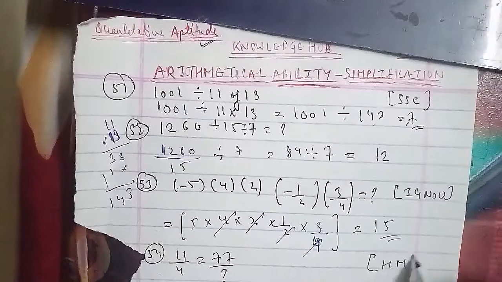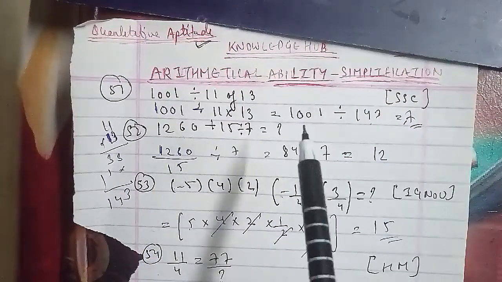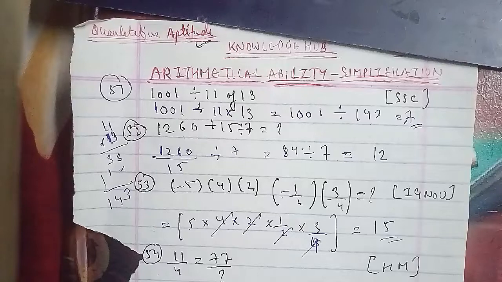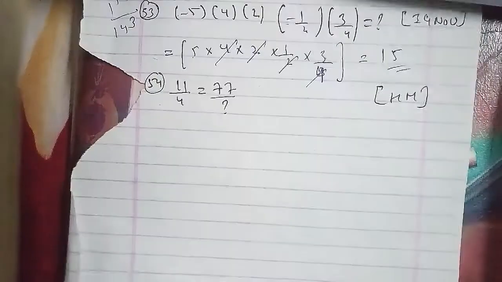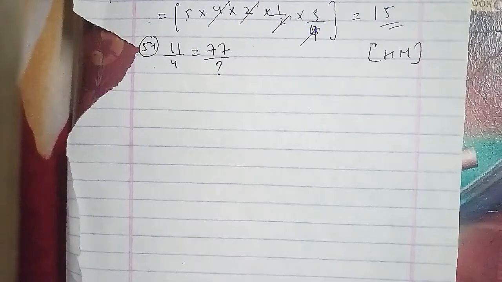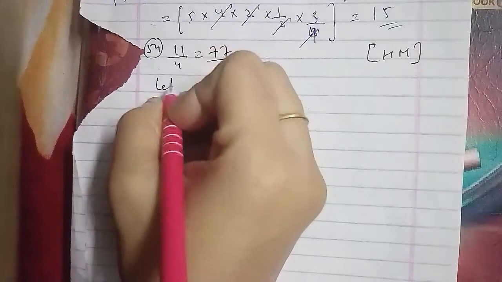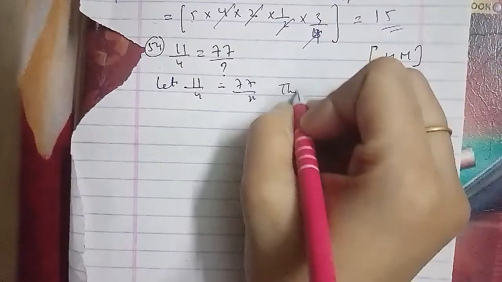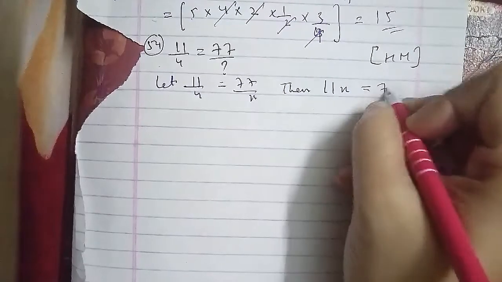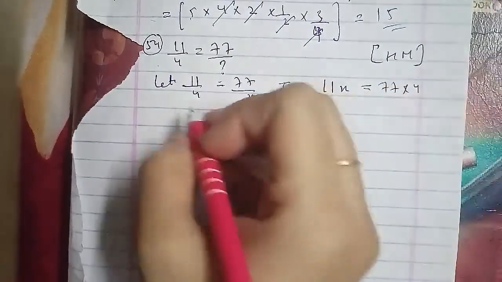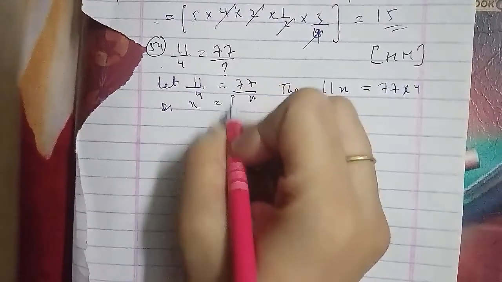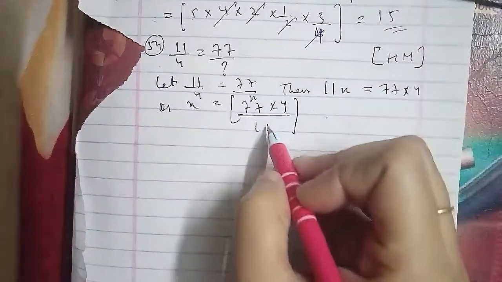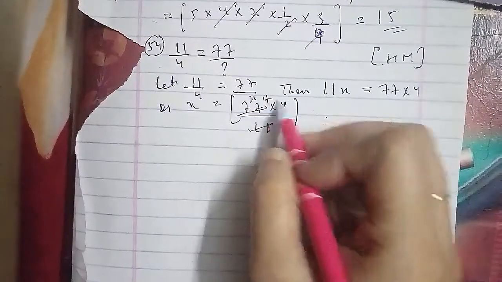So we go ahead. In the same case, let 11 upon 4 equal 77 upon x. Then 11x equals 77 into 4, or we can say that x equals 77 into 4 upon 11. This is 11, 11 ones are 11, 11 sevens are 77, so 7 fours are 28. So the answer we will have is 28, and this has been asked in a hotel management question paper, and that is also an important one here.